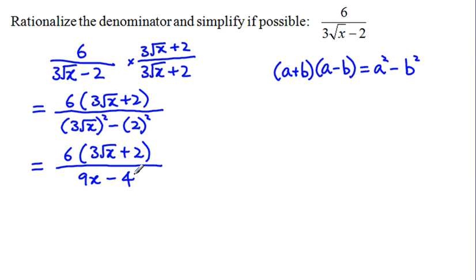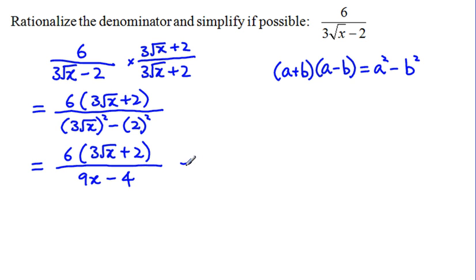Now if we take a look at this, is there anything that we can reduce? Can we reduce the 6 and the 9? Or maybe the 6 and the 4? The answer would be no. In the denominator, we have two terms. We have 9x minus 4. So we cannot reduce like that. So that probably would be the answer.